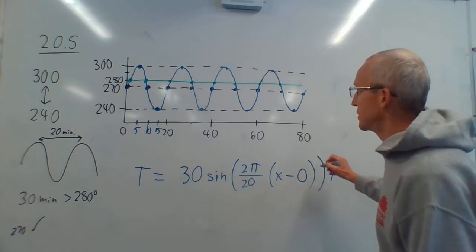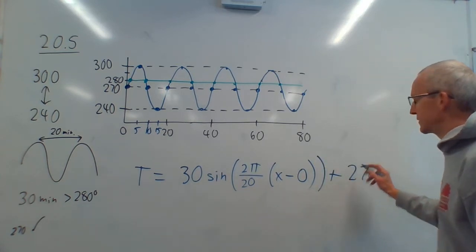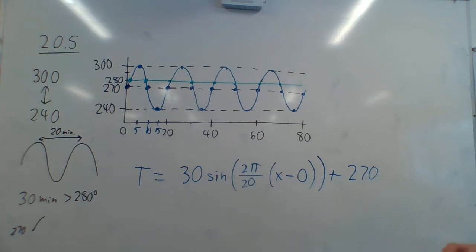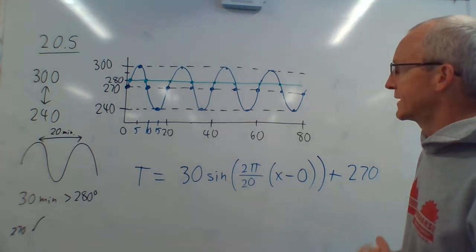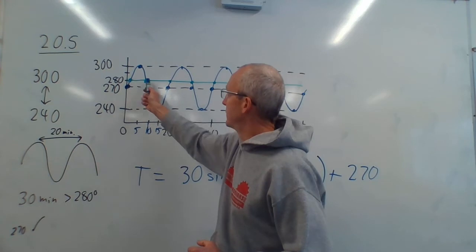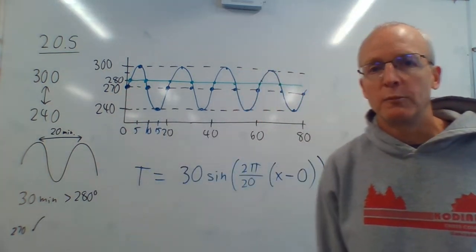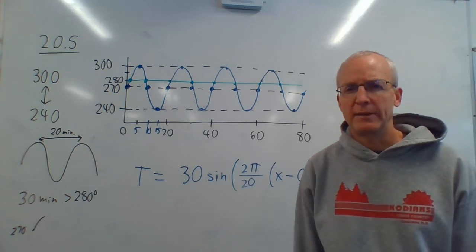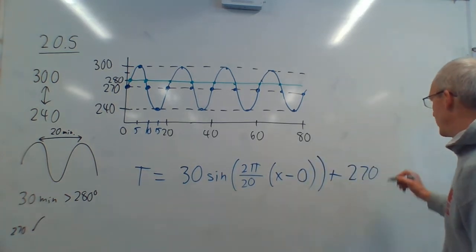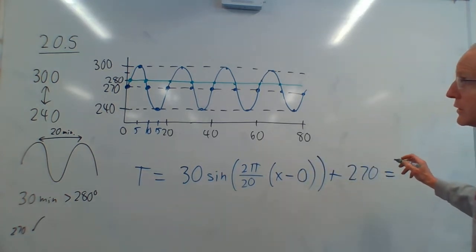And the average is 270. It goes up and down past 270. So there's our sine wave. We want to know when the temperature is 280, so we can figure out both those points and subtract them and figure out how much time we get for each wave in the oven. Okay, so we want to set this equal to 280.